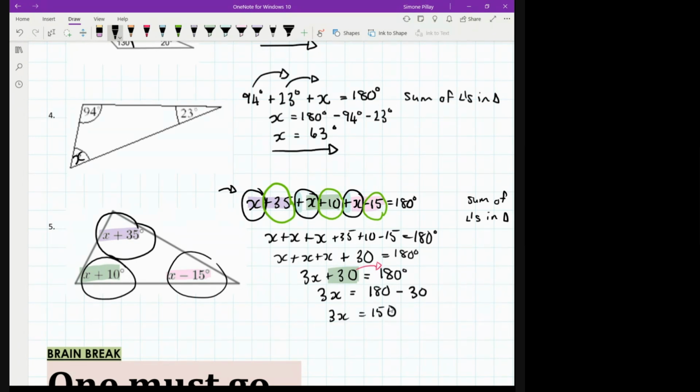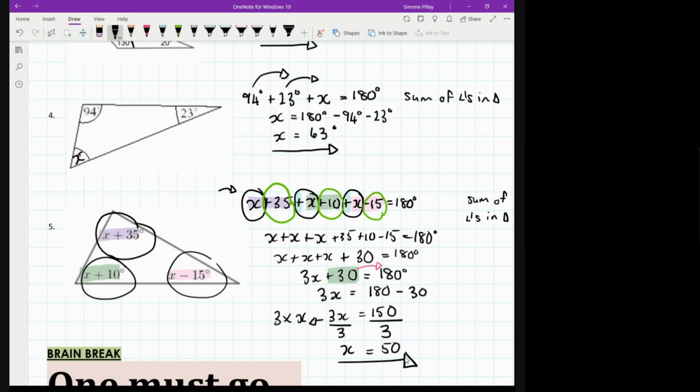Then I said 3x is equal to 150. Then I divided both sides by 3, because my variable has 3, and for me to get rid of 3, I need to divide both sides by 3, which gave me x is equal to 50.